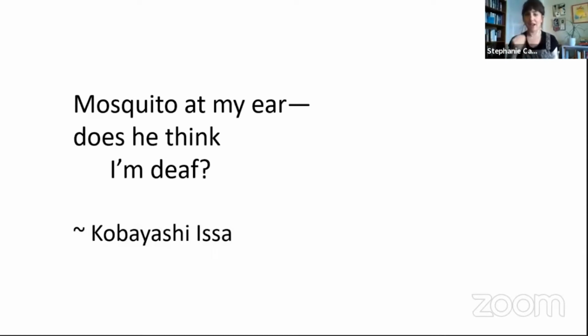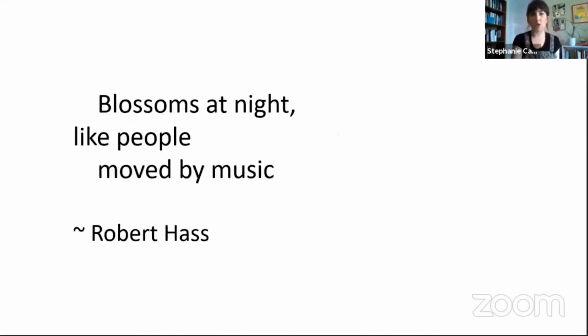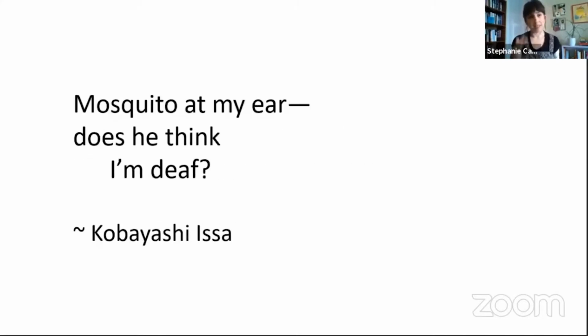The mosquito is given human qualities, which is really very similar if we look at all three of these haiku. We see the world kind of brought to life. So here we've got the cracked teacup who screams. We've got the blossoms moving like people moved by music. And we've got that mosquito who's a he. The mosquito at my ear, does he think I'm deaf? So all three of these haiku, really different feelings, really different styles.